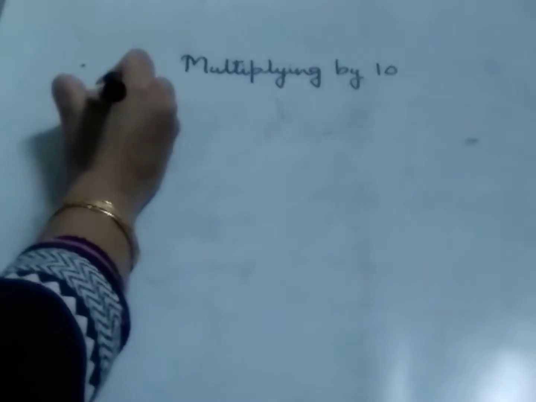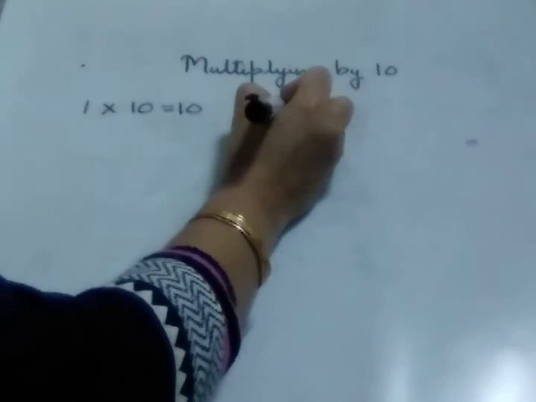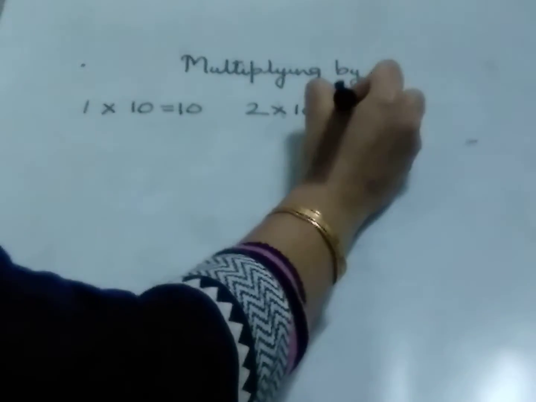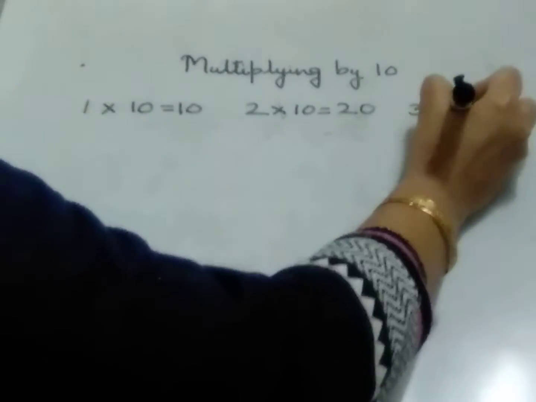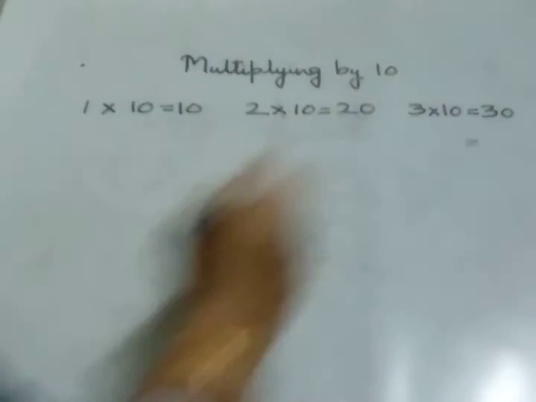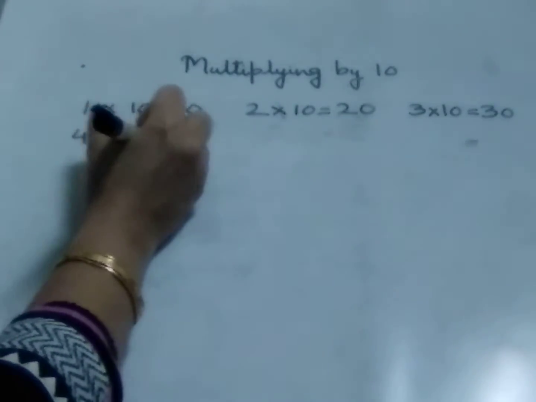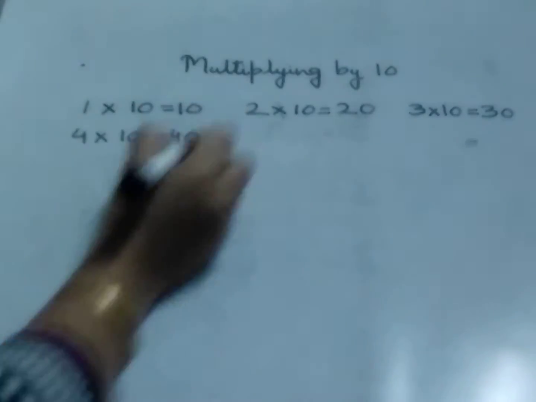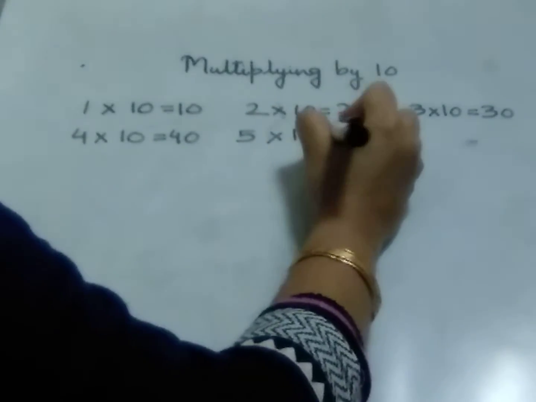Multiplying by 10. Now recall the table of 10. 1 multiplied by 10 is equal to 10. 2 tens are 20. 3 tens are 30. 4 tens are 40. 5 tens are 50.